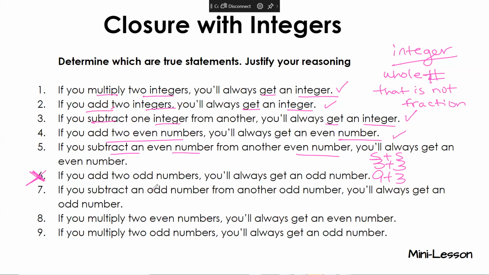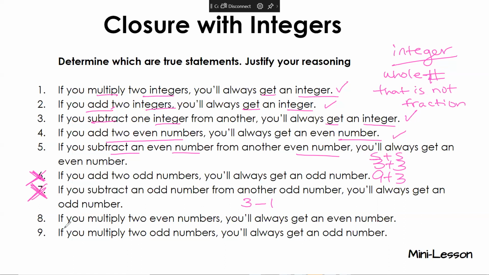Okay. What if you subtract an odd number from another odd number? You always get an odd number? Give me an example. 7 minus 7. Give me an even. Okay. 3 minus 1. That's going to give me an even number. So this is also not true.